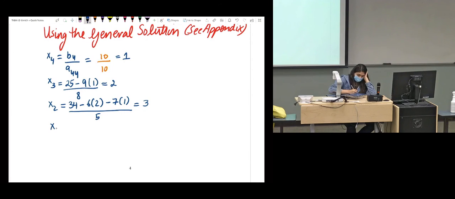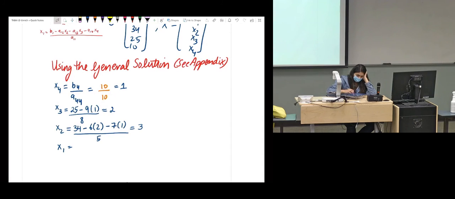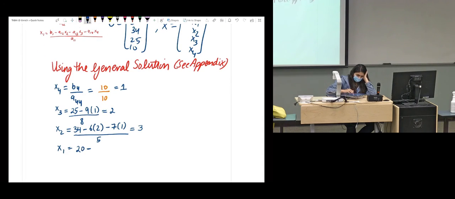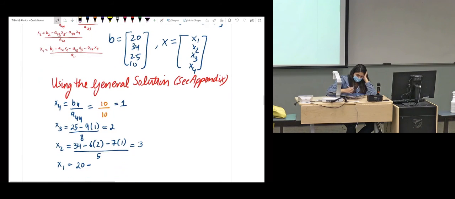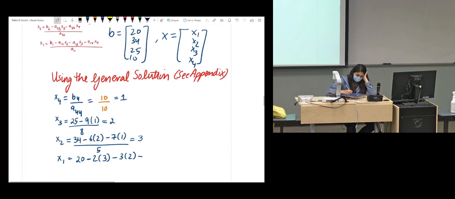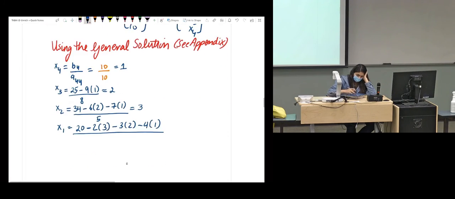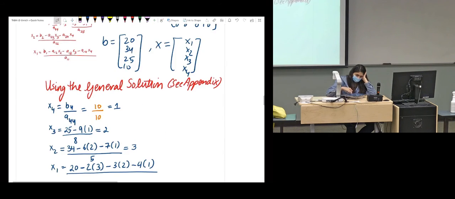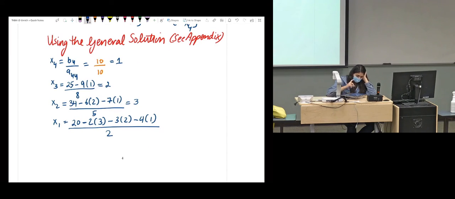Great. And then x1, I'm going to use the formula again. b1 is 20. a12 is 2 times x2, which is 3, minus a13, which is 3, times x3, which is 2, minus a14, which is 4, times x4, which is 1, and a11 is the first term right there, it's 2. Let's just solve it. So it's 16, 20, so it's 2. So my solution vector x is 1, 2, 3, 2.